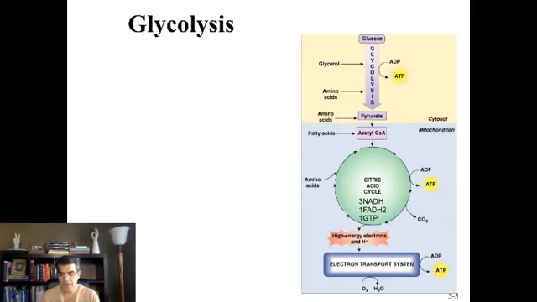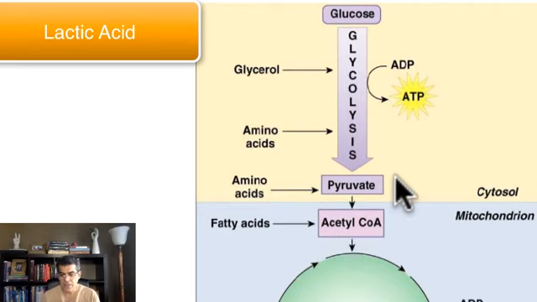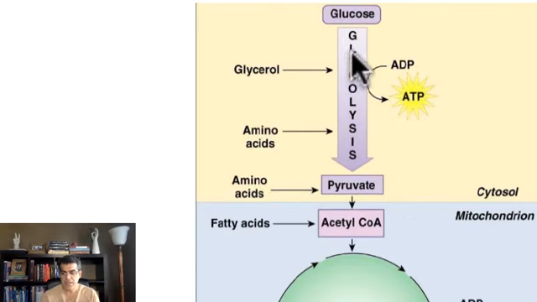After we create this pyruvic acid or pyruvate, if there is oxygen, then pyruvate is going to come inside the mitochondria and turn into acetyl coenzyme A. However, if there is no oxygen, then pyruvate is going to turn into lactic acid. So remember, glycolysis doesn't need oxygen, but after this point on, we need oxygen. So after you create pyruvate, if there's oxygen available, pyruvate is going to come inside the mitochondria to burn further. But if there is no oxygen available, then pyruvate is going to change to lactic acid.